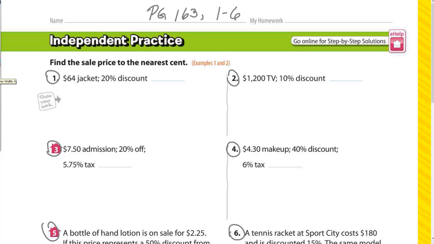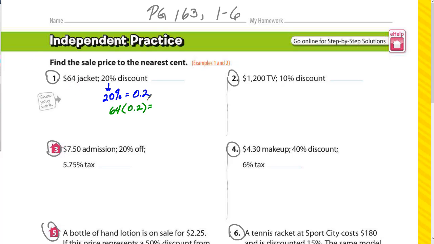Because really, think about it. If somebody said, I'm going to give you a discount, and then they charged you more money, you would think, yeah, you don't understand what discount means. So our process is going to be exactly like it was with the markups and the tax and the tips. Step one, we're going to take the percent that the discount is given to us as, and we're going to change that percent to a decimal. Step two, we're going to take the amount of the original item, so in this case it's the $64 jacket, and we're going to multiply it by the amount of that discount.